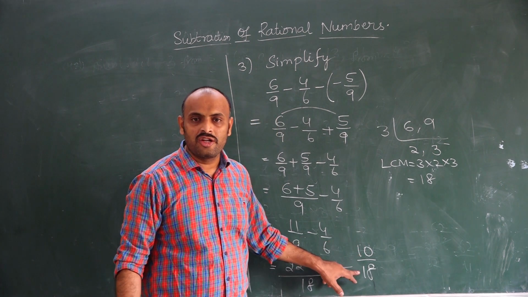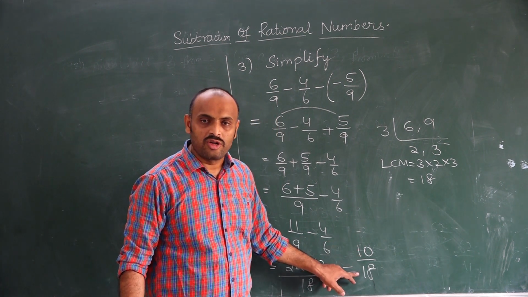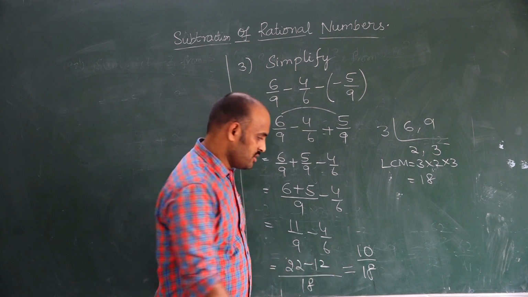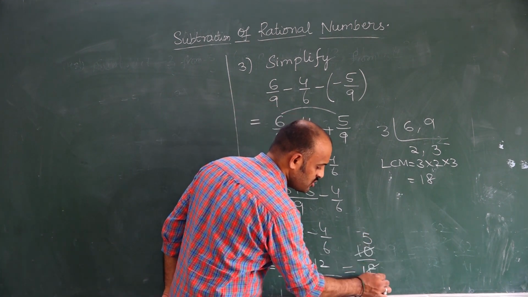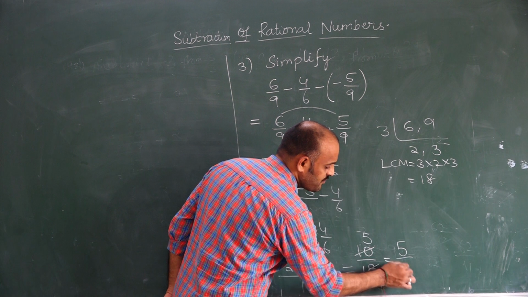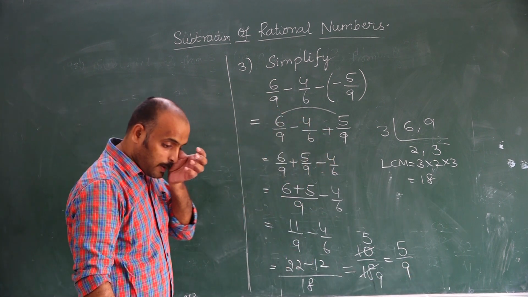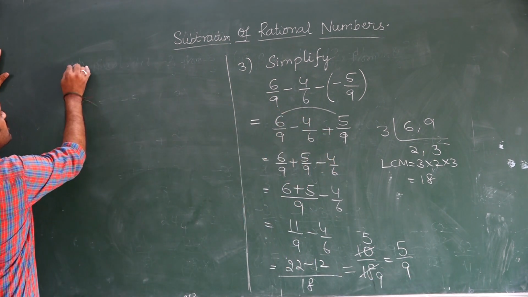See, both numerator and denominator have 2 in common. 2 as the common factor. So 2 5s, 2 9s, 5 by 9. Let's have one more example.